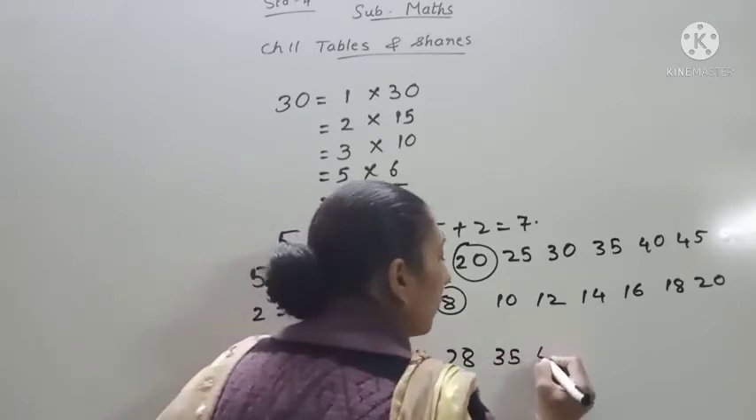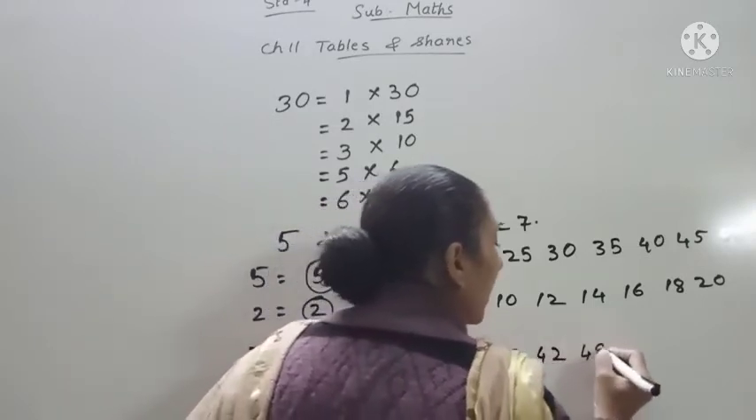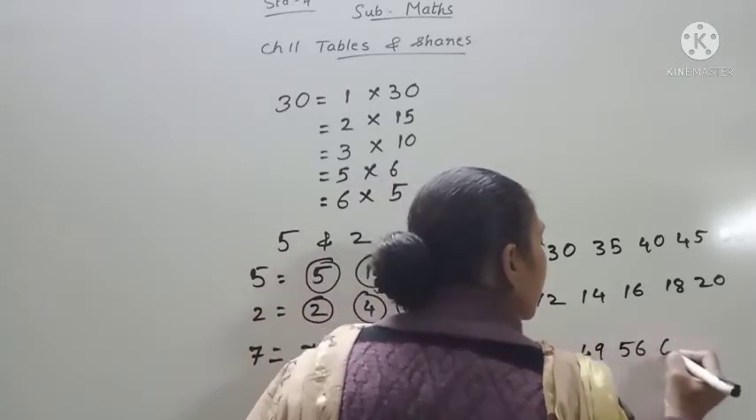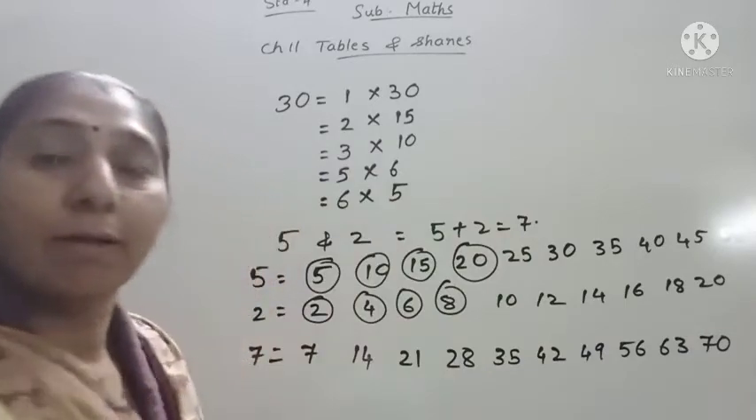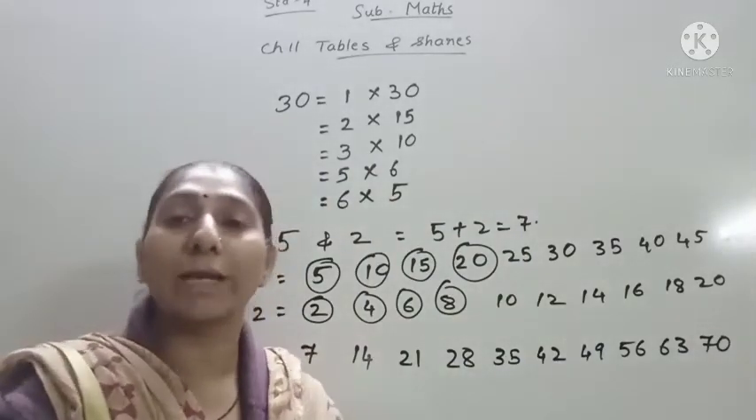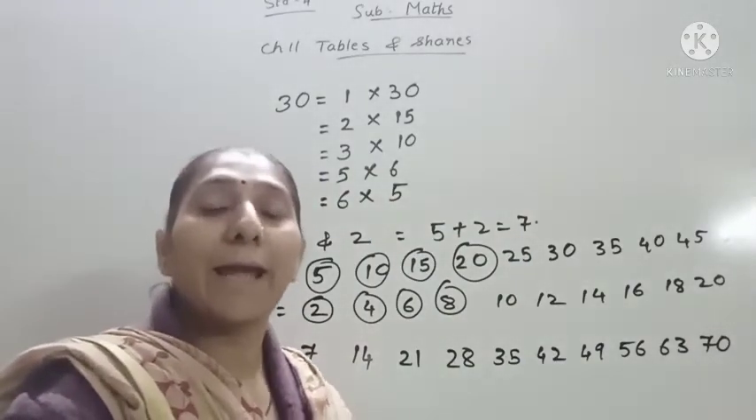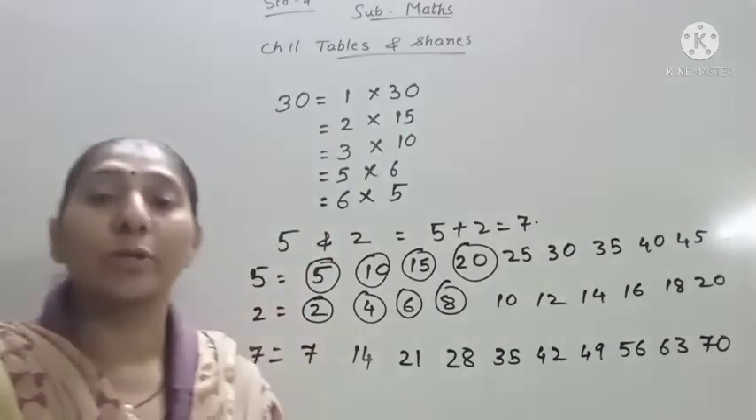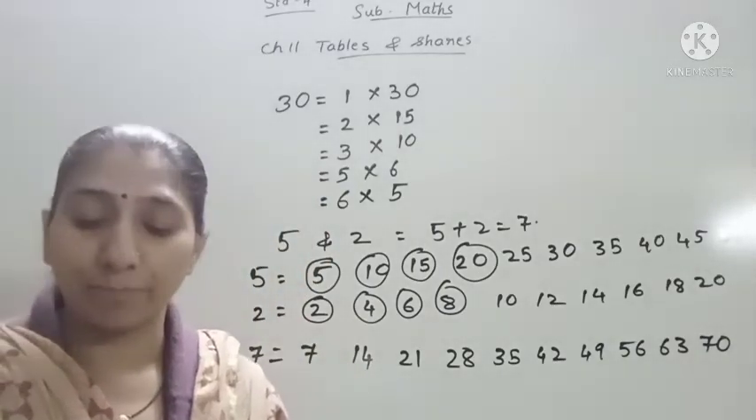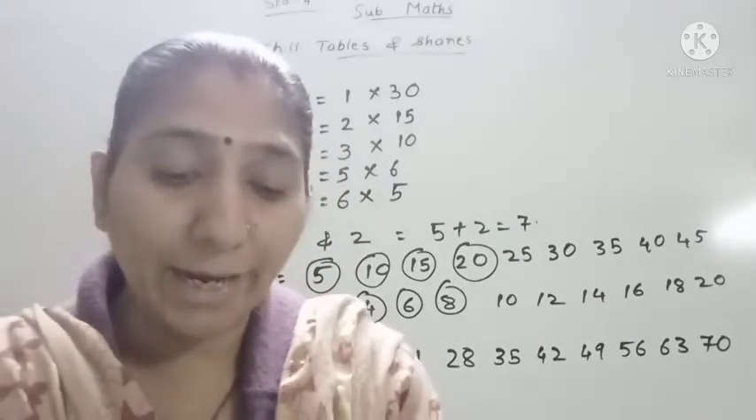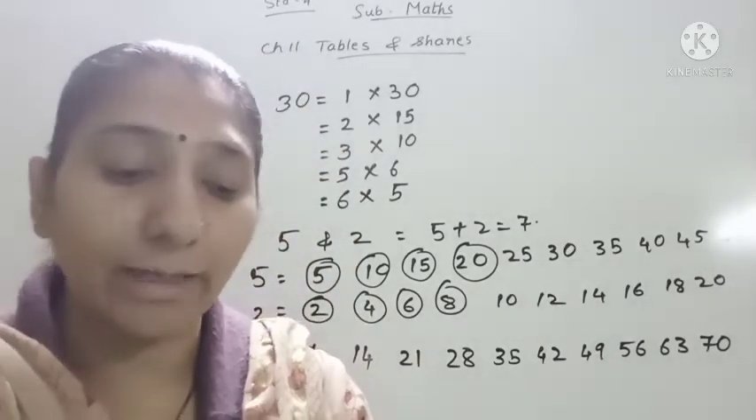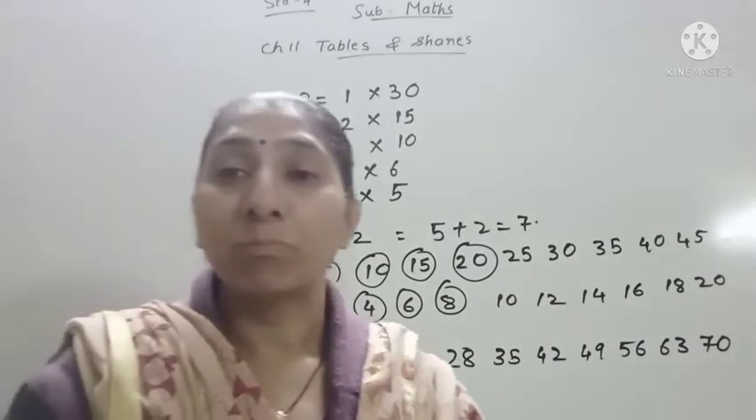Likewise, we can write the table of 7: 35, 42, 49, 56, 63 and 70. Okay. So this is how we can write the tables by adding any two numbers which add up to the same total. Now help Bunny to make the table of 7 using the table of 4 and 3.